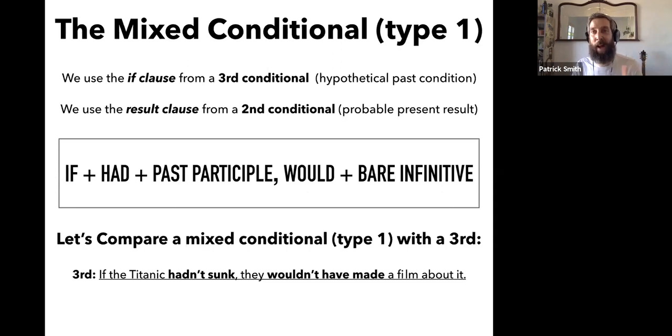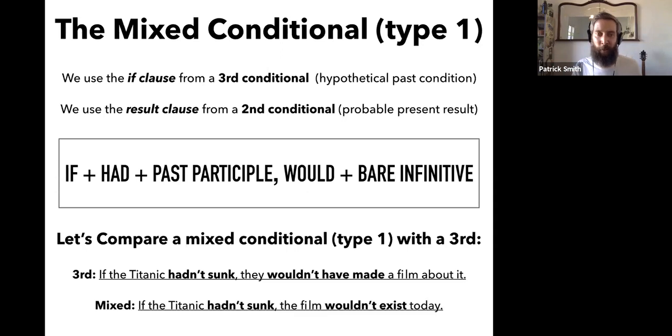Let's compare that now to a mixed conditional, type 1. So the first part's the same. If the Titanic hadn't sunk, the first part looks like a third conditional. But then the second part is a present consequence. It's a present result. The film wouldn't exist today. Yeah?